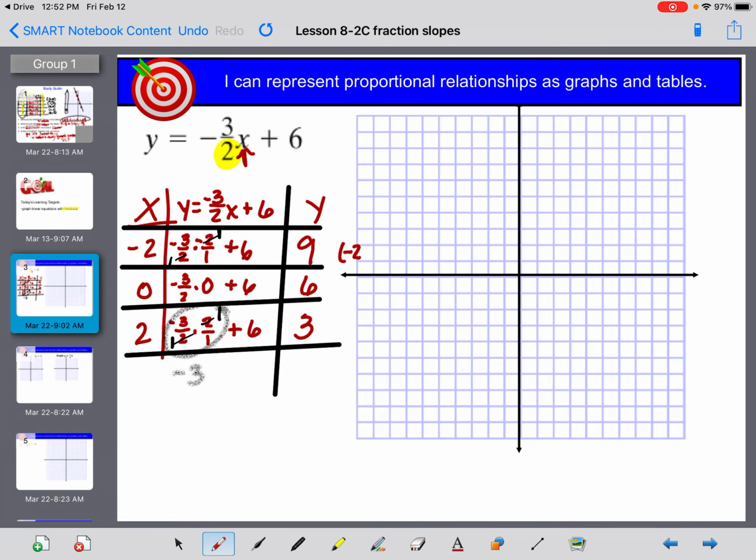All right, now I'm ready with my ordered pairs. My first ordered pair is negative 2, 9, 0, 6, and 2, 3. Okay, let's go. Negative 2, 9, 0, 6, and 2, 3. And then make sure you put your arrowheads. Is that a straight line? Yes. So we have a linear function.